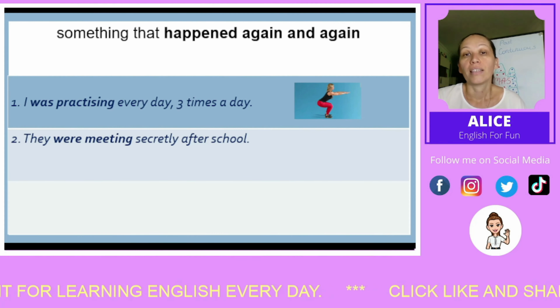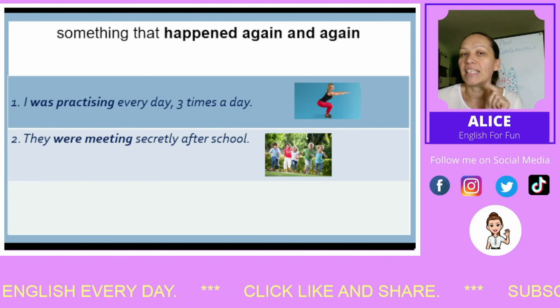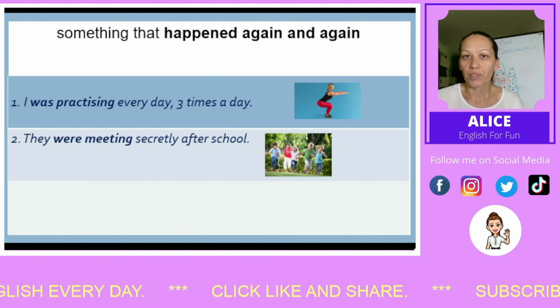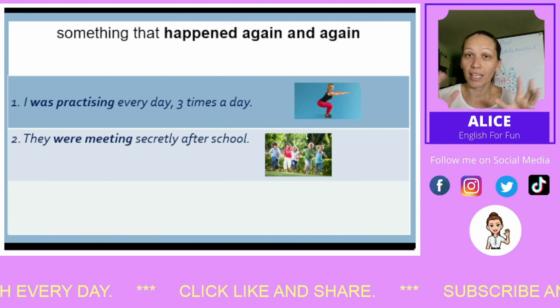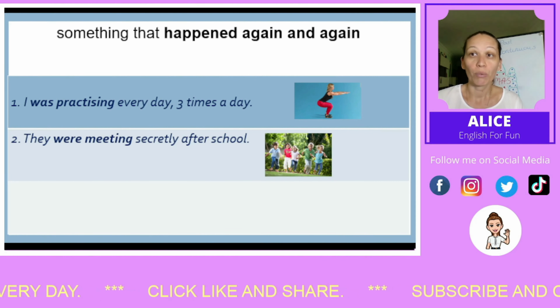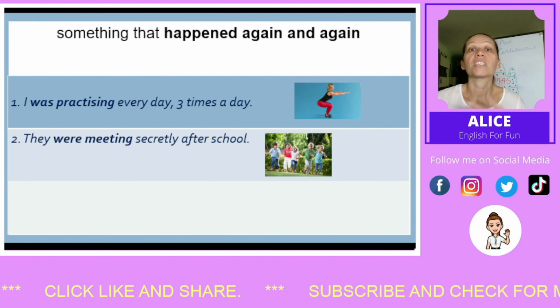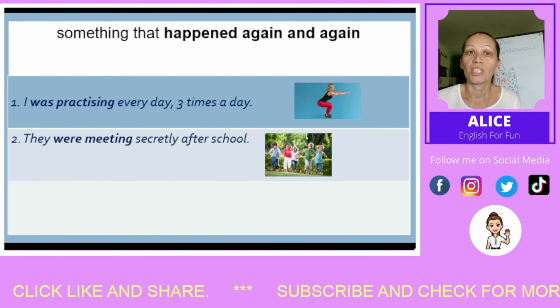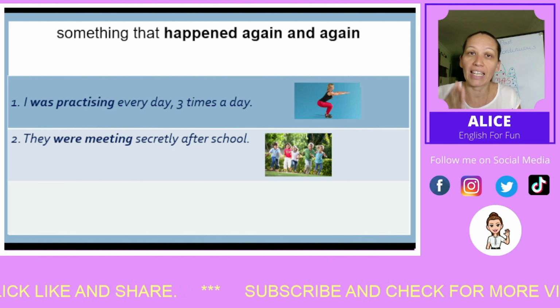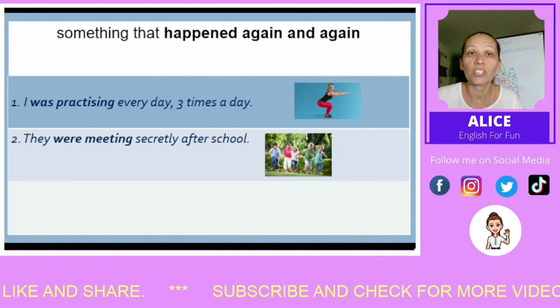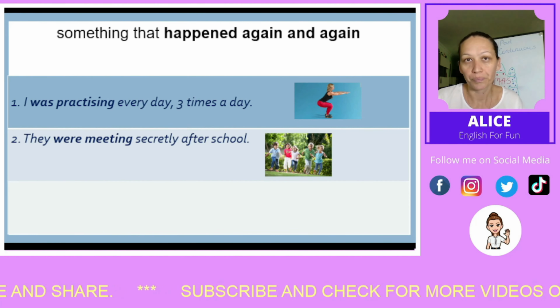Or the next example, they were meeting secretly after school. What does it mean? It means that kids, after school, they were meeting each other. It didn't happen once or twice, it was regularly. So this is the action that happened again and again. They were meeting secretly after school.